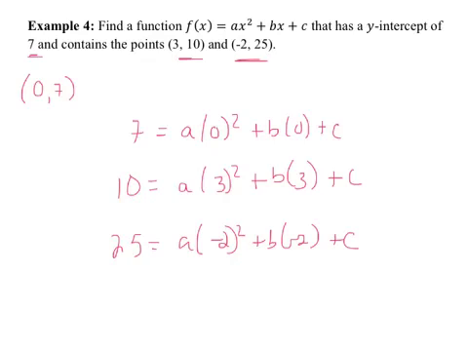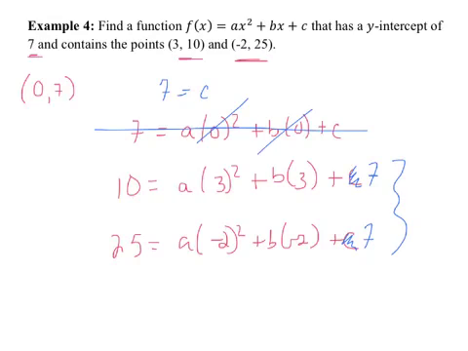Well, looking at the first equation, these drop off because they're zeros. Anything times 0 is 0. This tells us right away that c is equal to 7 in the first equation. So I don't need the first equation anymore, and I really can replace these with 7s now. And now what I've done is I've created only 2 equations and 2 variables. I need to solve for a and b, and I have 2 equations. So let's set them up as a system of linear equations.